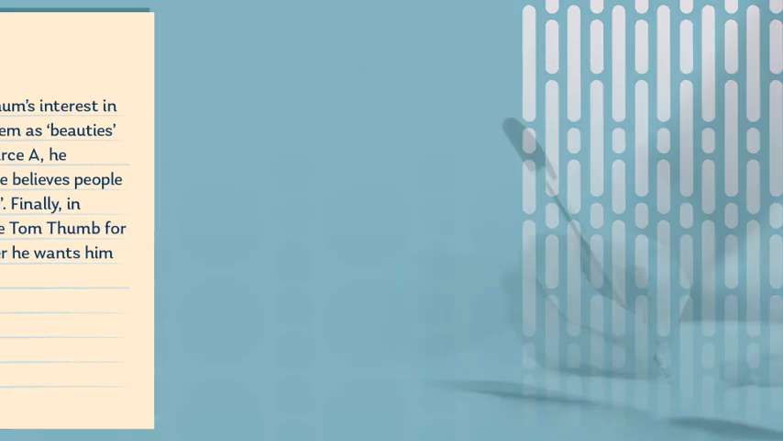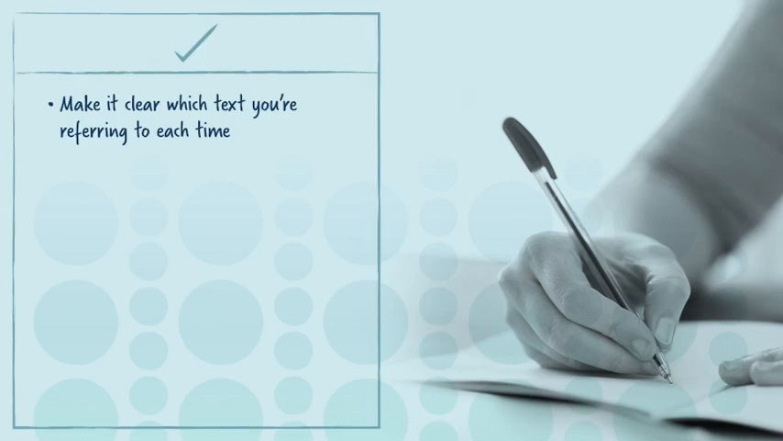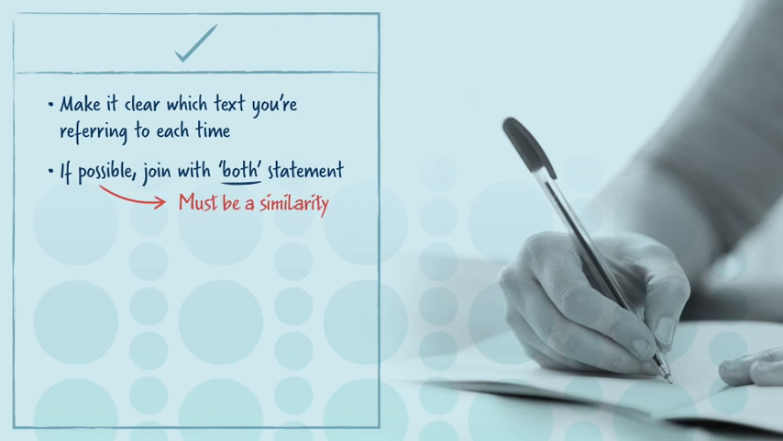So, let's finish with some do's and don'ts for this question. Do: make it clear which text you're referring to each time you make a point. If possible, join points together with a both statement to receive 2 marks. But be careful here, they must link, meaning there must be a similarity between both sources.